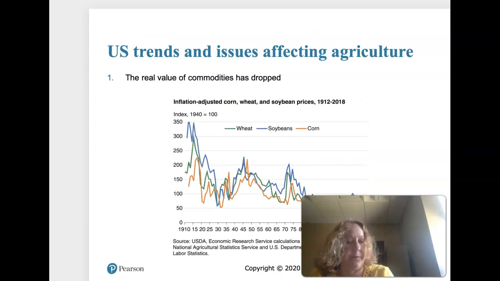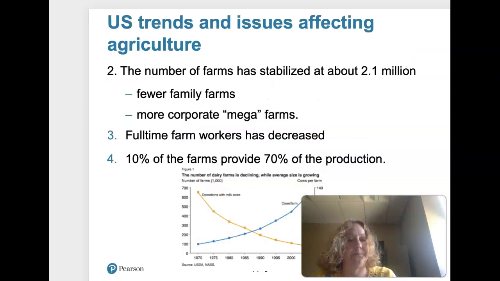Also, the real value of commodities has dropped drastically per acre. So what this means is if you were farming in the 1930s, 1950s, 1960s, even early 70s, you're making quite a bit of money. Now the cost of inputs, the cost of fertilizer, the cost of fuel, the cost of genetically modified seeds, you can imagine the cost per acre has gone up, but the price of corn has stayed roughly the same since 1970. So you're making less per acre, and so the value of the commodities has dropped.